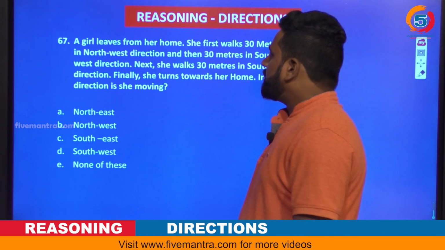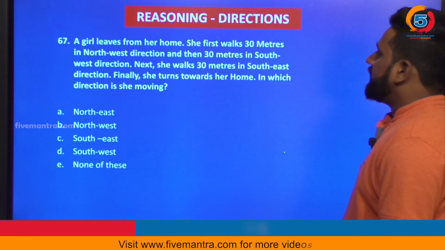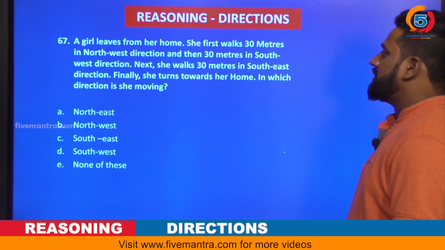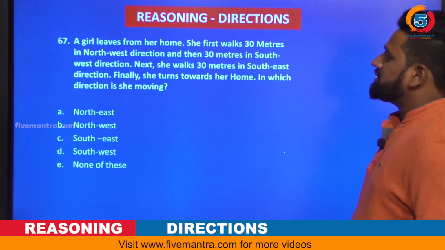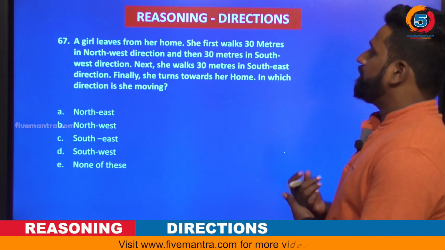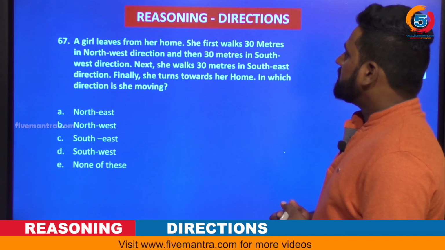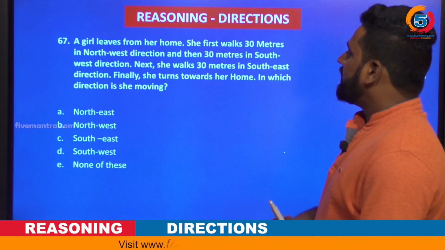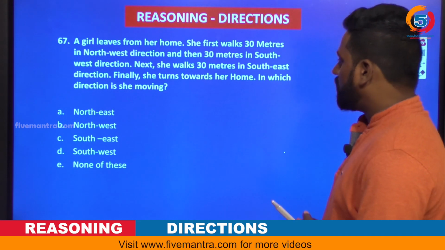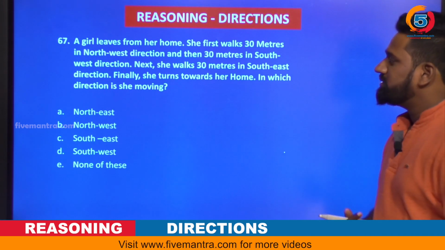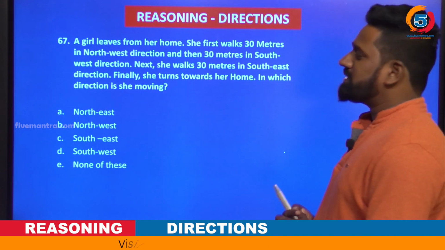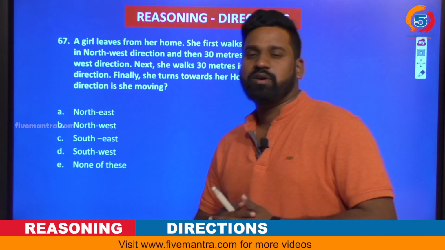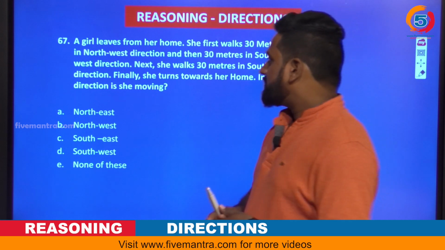A girl leaves from her home. She first walks 30 meters in the northwest direction and then 30 meters in the southwest direction. Next, she walks 30 meters in the southeast direction. Finally, she turns towards her home. In which direction is she moving now? So he is asking only direction, so no need to calculate anything. Let us see that.